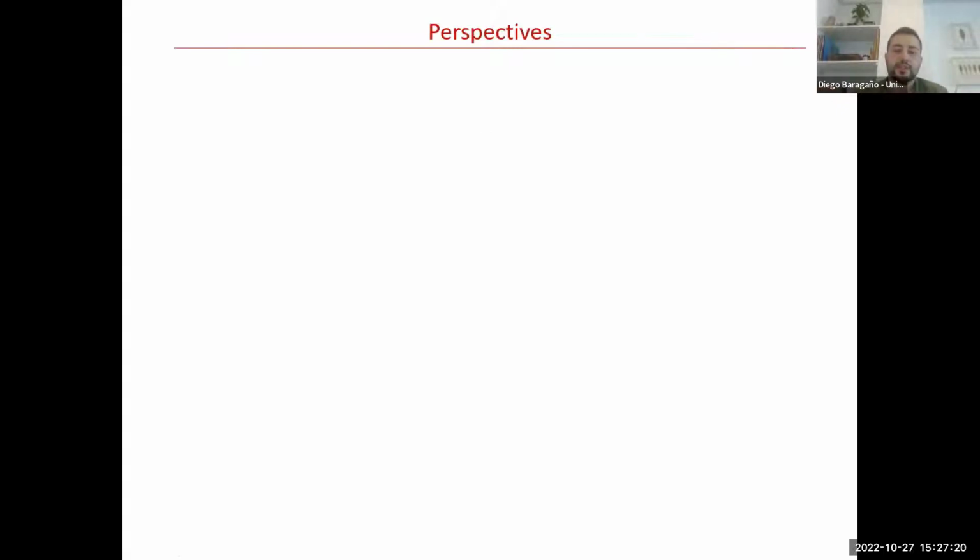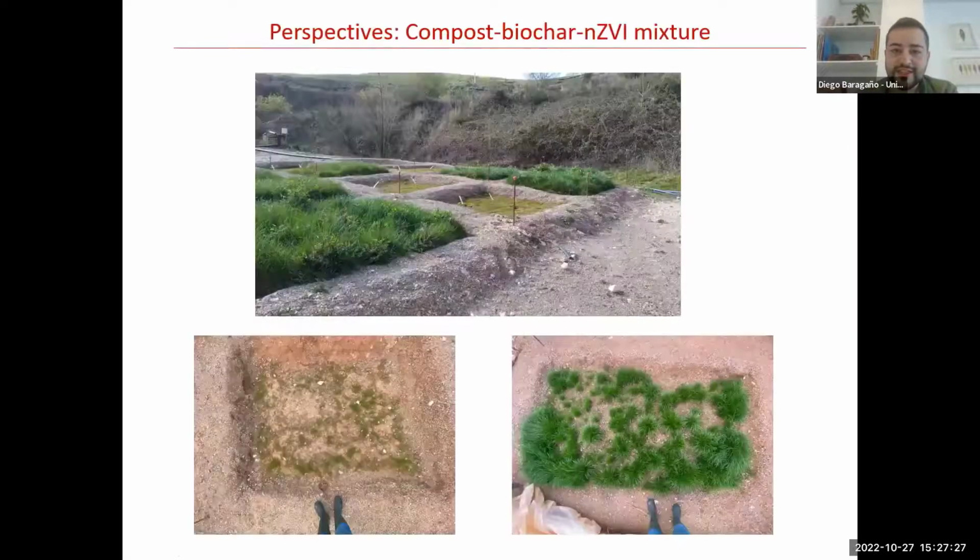And finally, to finish the presentation, I want to show some perspectives that we have now in our heads. We are testing the compost, biochar, and nanoiron mixture. For us, the combined application of compost and biochar can be better than the application of biochar alone, because the compost is releasing nutrients very fast, but biochar is releasing nutrients over a long time. So in the short term, we have the compost and the nanoiron giving nutrients to the soil and immobilizing the pollutants faster. But then we have the biochar for the long term.